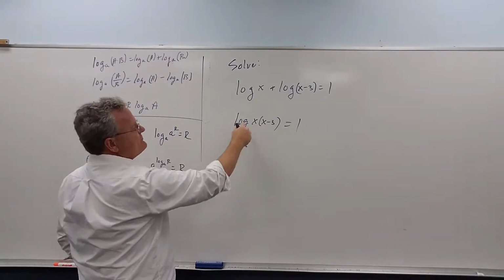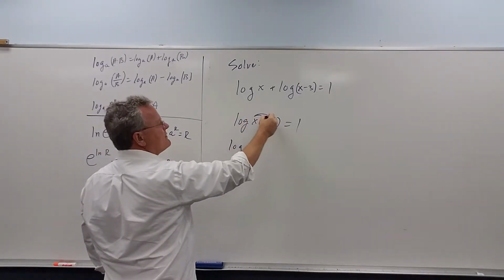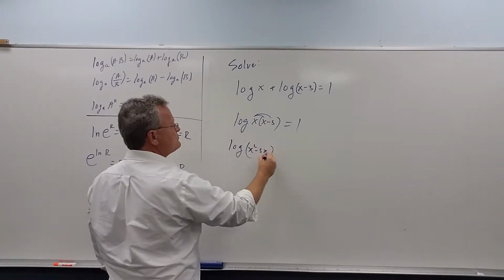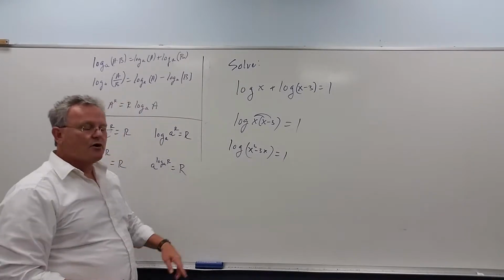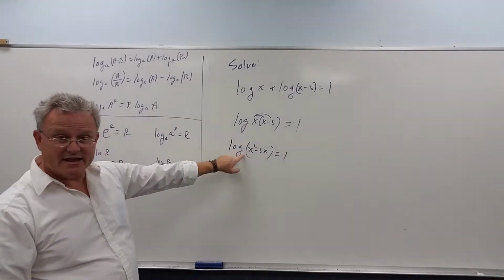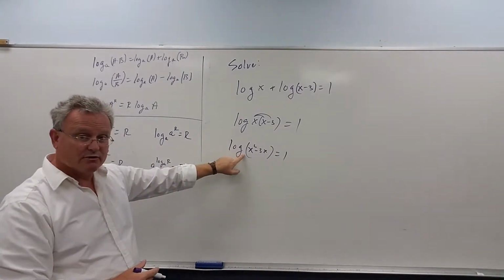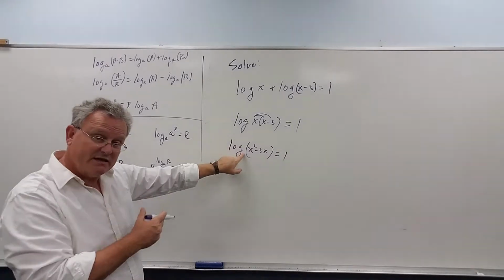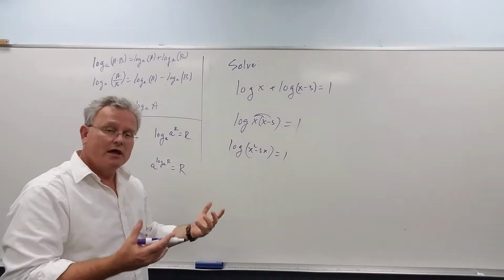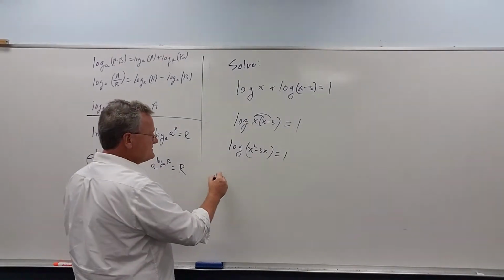Well, let me distribute the x. We have the log of x squared minus 3x equals 1. Now, because this is a log and the base is 10, I know it's not written, but remember, that's a common logarithm. It's not written, so the base is 10. Because the base is 10, we want to do 10 raised to both sides. I'll show you why in a second.